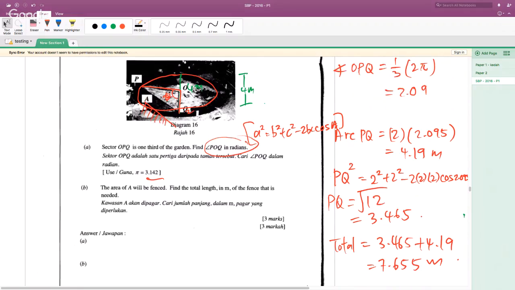Let me just double check with the answer here. If this is correct, then it will be good and we can move on. I thought the area A is the whole sector, but it is not. Anyway, thanks for the reminder. Let me move on to the next one.